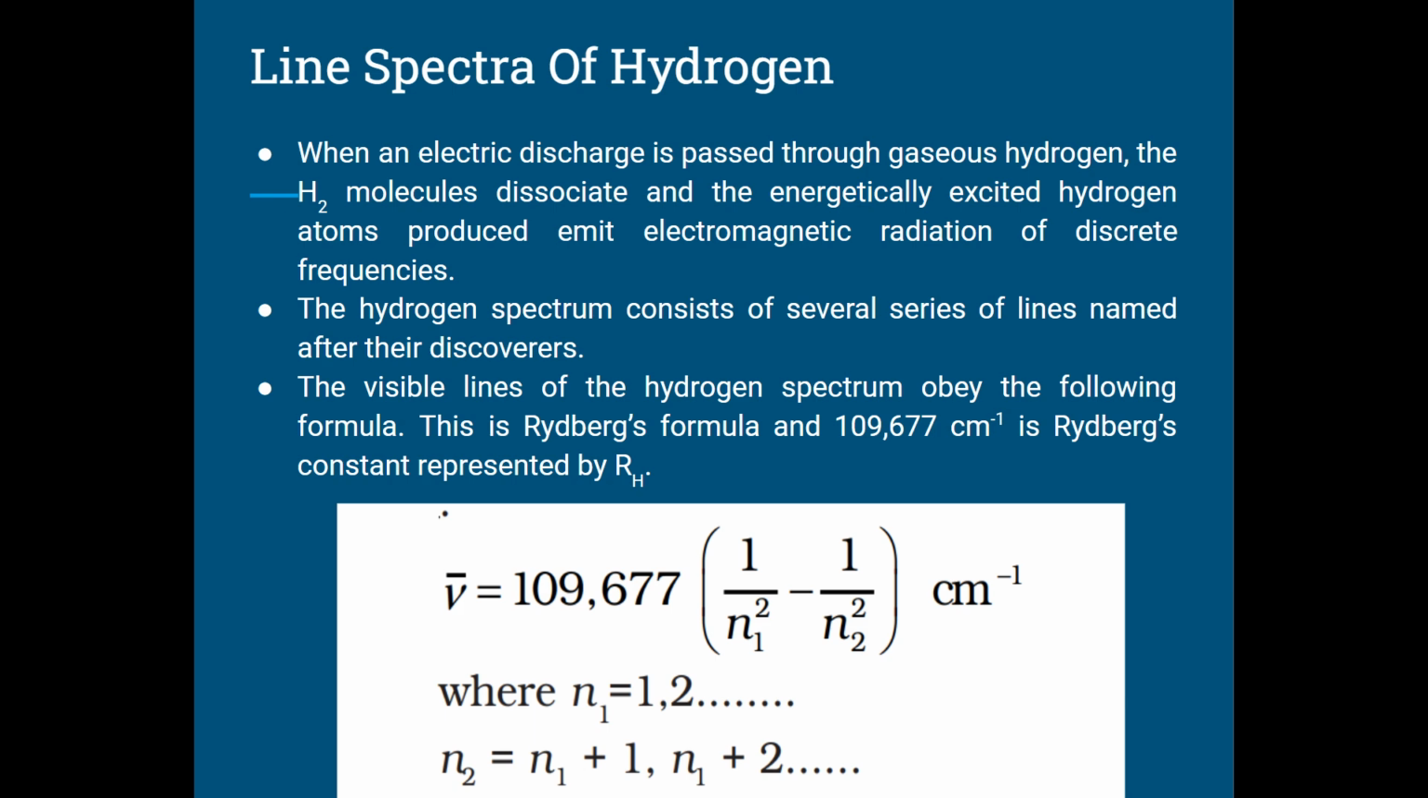Why? Because if that happens, n1 will be the lower value, then 1 by n1 square will be greater than 1 by n2 square, and this whole term will be positive, which in turn gives a positive value for your wave number, your frequency, your wavelength. And all these quantities are positive, they are not negative. So that is why we are keeping n1 always smaller than n2. Now, I think you understood the formula.